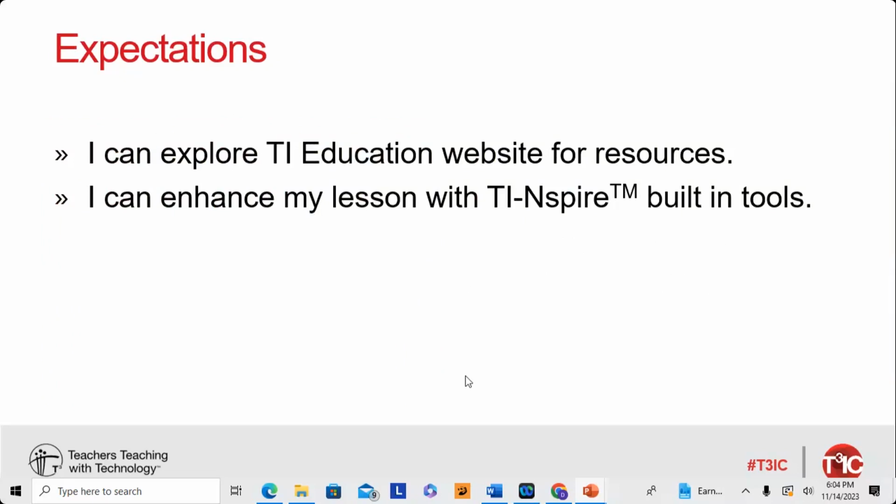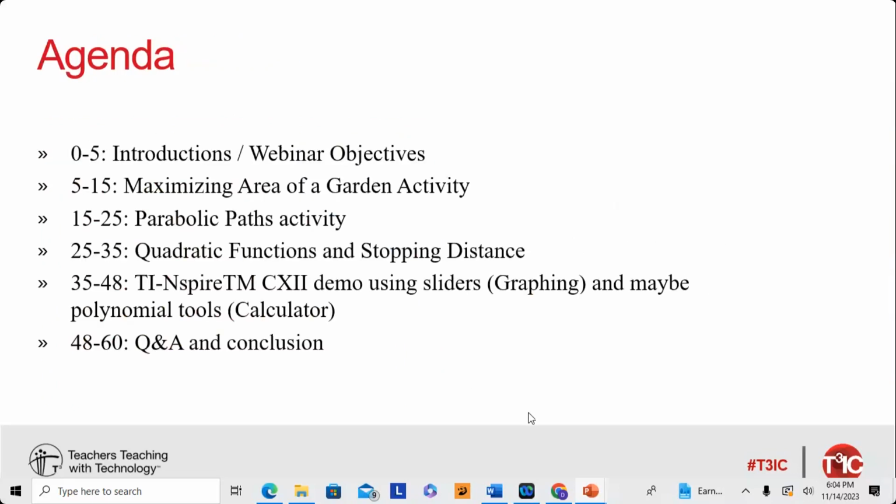Awesome. So our agenda for today, we already went through our little introductions. We're going to start with the Maximizing Area by Garden activity. We're going to talk about parabolic paths and an activity on quadratic functions and stopping distance. Then a TI-Nspire CX II demo using sliders, and maybe some polynomial tools as well. And we'll end the session with some Q&A. Again, if you have any questions throughout the PD, please use the chat. I know that we'll be working the chat and getting to you as soon as we can.